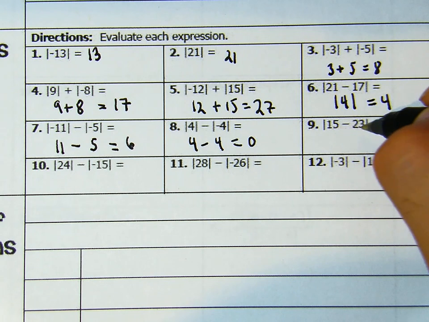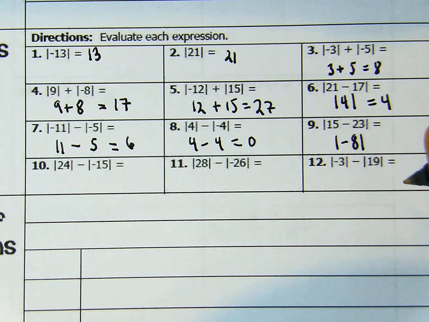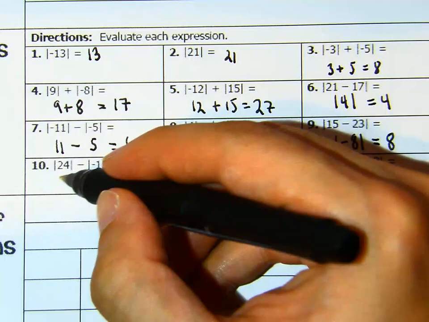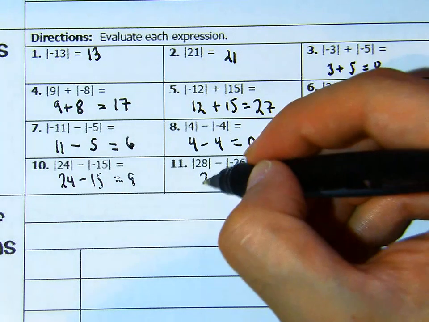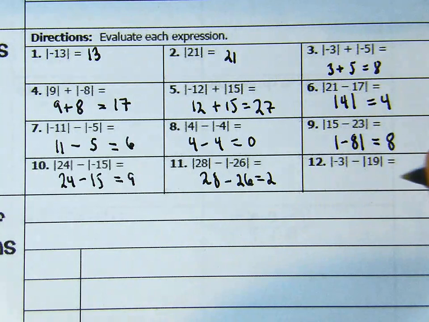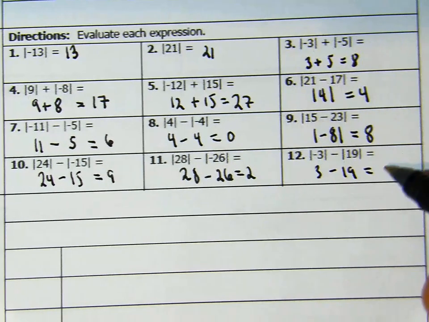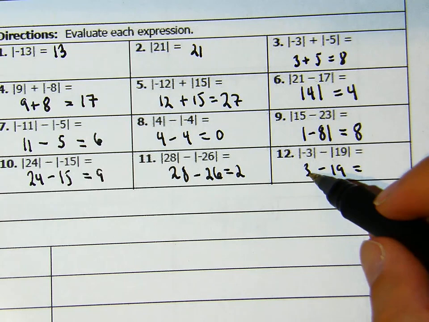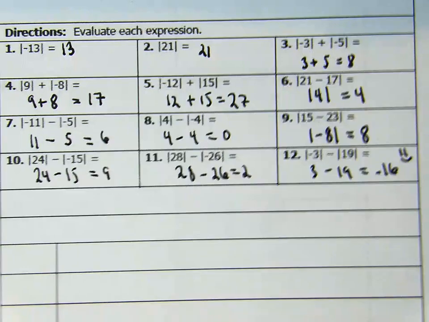Absolute, well, let's see, what's 15 minus 23? That's negative 8, right? And what's the absolute value of negative 8? It's just 8. We have 24 minus 15, so that's just 9. This is 28 minus 26, which is 2. And then we have 3 minus 19. Try this without a calculator if you want. Pause the video. Do this without a calculator, right? What do you think it will be? It's just negative 16. All right, easy peasy for the first part.